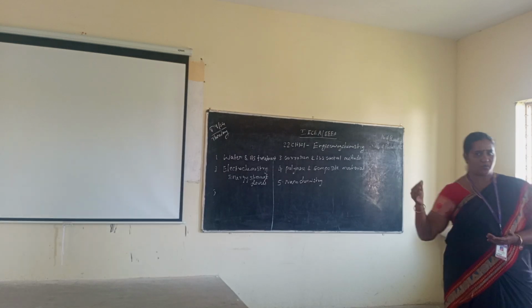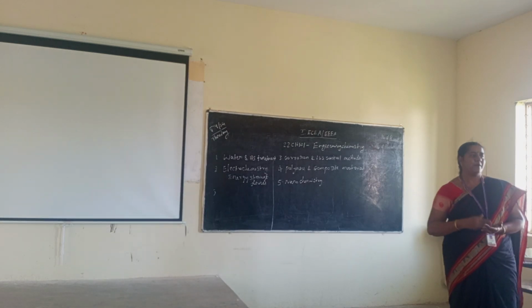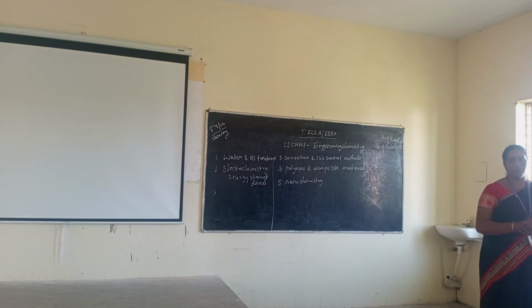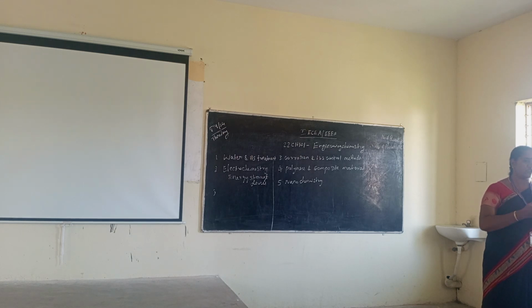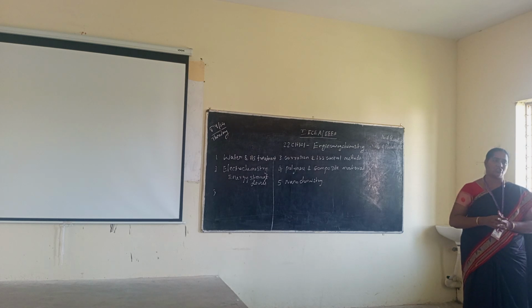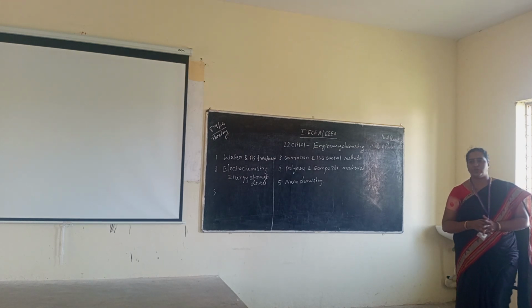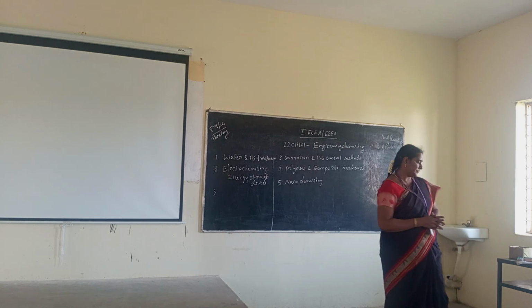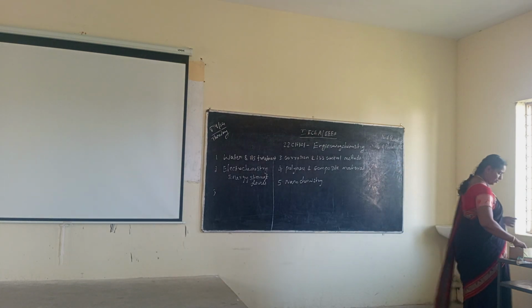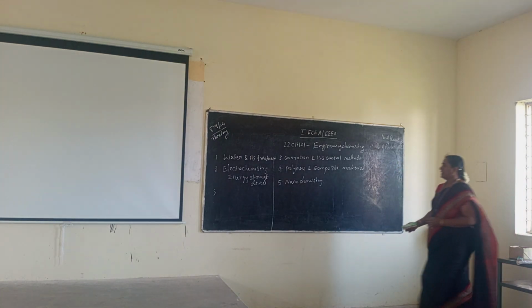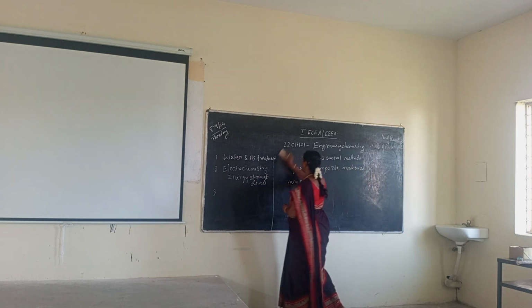Okay, so that's why we have designed our syllabus based on the industry. First one is water and its treatment. Second one is electrochemistry and energy storage devices. Third one is corrosion and its control methods. Fourth one is polymers and composites. Fifth one is nanochemistry. First we are going to see about our first topic, water and its treatment. Unit 1.